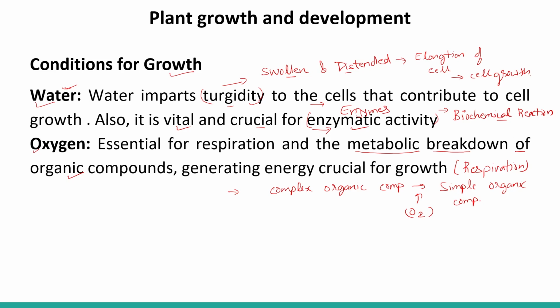And what happens during respiration? Energy is generated, which is crucial for the growth. And during this, you can write, simple organic compounds are produced plus energy is produced in the form of ATP. And this energy can be used for various cellular processes, like signaling, active transport, or it can also be used in movement and locomotion. Energy can also be used in reproduction.